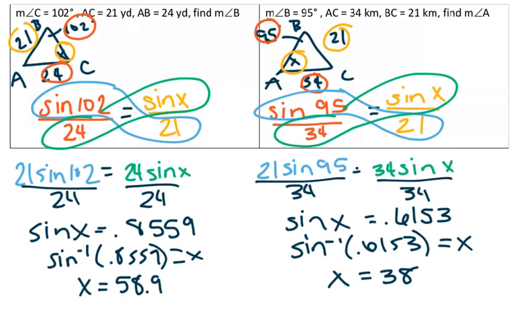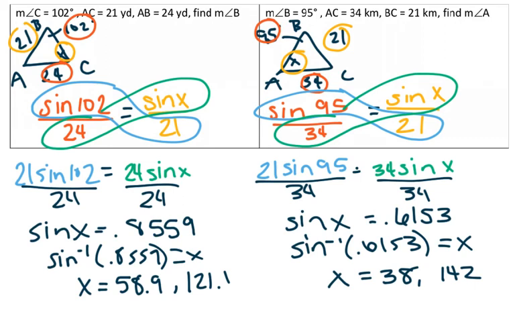Okay, so we did these two examples at the same time because you're actually going to get the same type of answer. So remember, we don't know if angle C, or angle B and angle A are actually obtuse or acute. So if I do 180 minus 58.9, I get 121.1. And the next one, if I do 180 minus 38, I get 142.